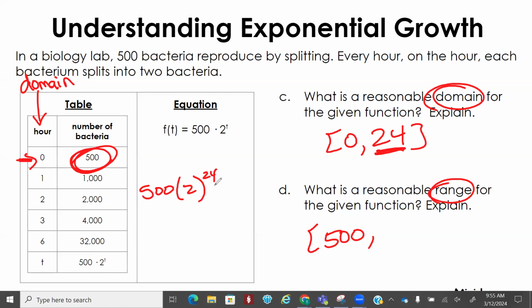I hate doing this on an iPhone. If we say 2 raised to the 24th power, and then we multiply it times 500, we're going to get this number right here, which is 8,388,608,000. So in 24 hours, that's how many bacteria would grow based off of this information.